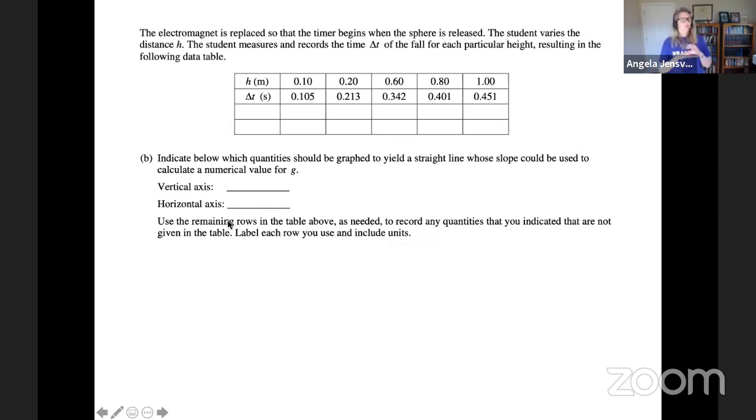Okay, now they fix the electromagnet, they fix the timer, everything's good. And what they're going to do is they're going to vary H, and they're going to measure the corresponding times and graph it to get G.